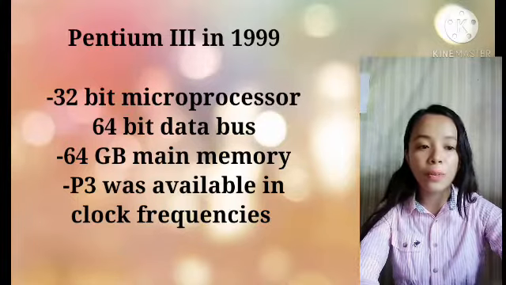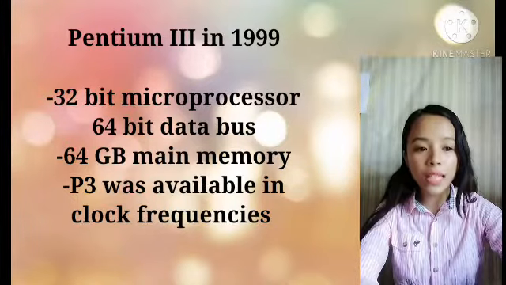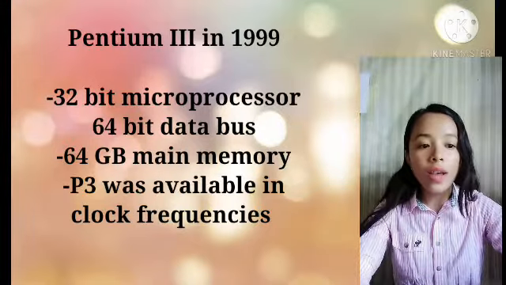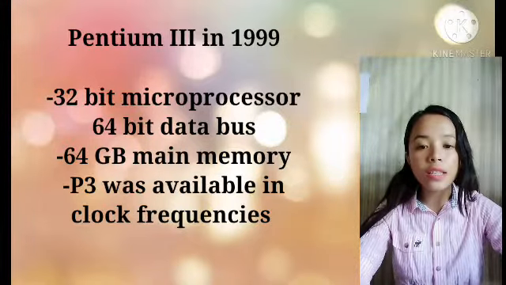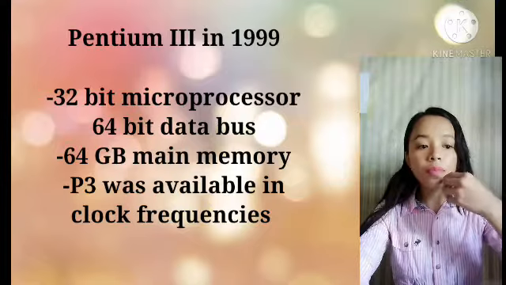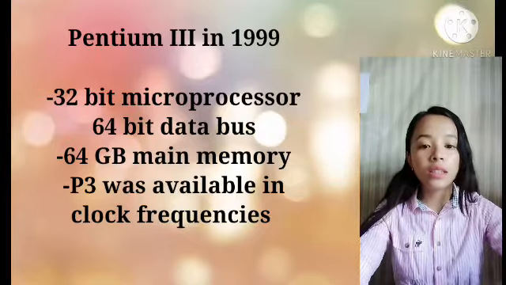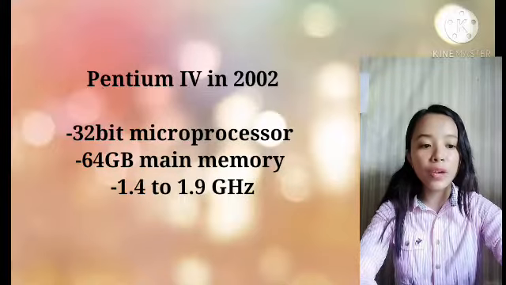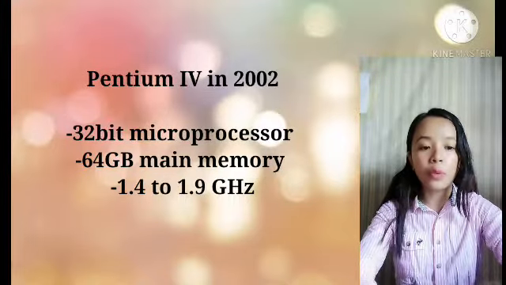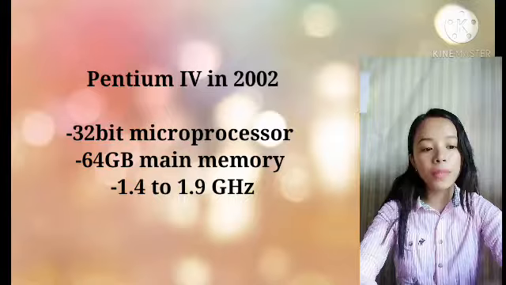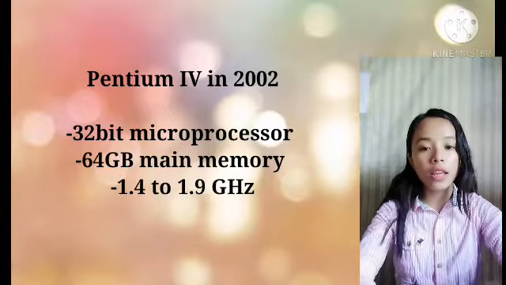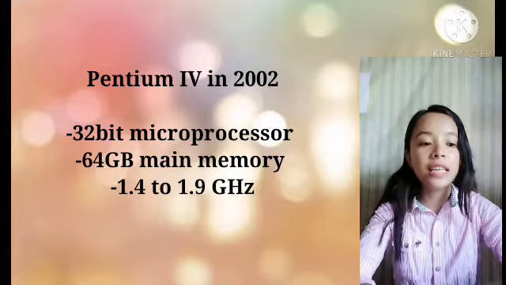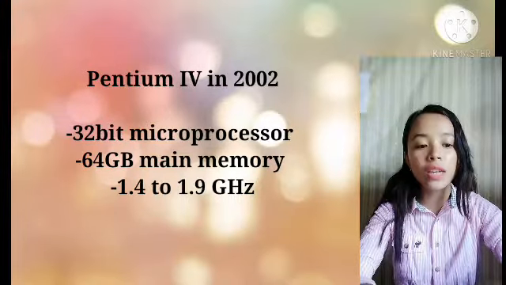It also has a 32-bit microprocessor, a 64-bit data bus, 64 gigabytes main memory, and it was available in clock frequencies up to 1 GHz. Next is the Pentium 4 in 2002. It has a 32-bit microprocessor and also 64 gigabytes main memory.